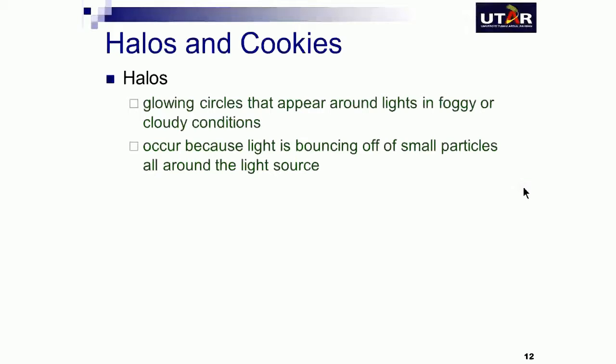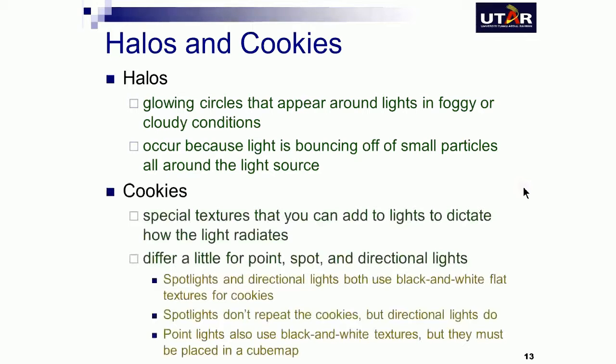Halos are glowing circles that appear around lights in foggy or cloudy conditions, and they occur because light is bouncing off small particles all around the light source. Whereas cookies are special textures that you can add to lights to dictate how the light radiates. So it's kind of like you want your light to go forward, and there's some kind of pattern or some kind of symbol that appears with the light.